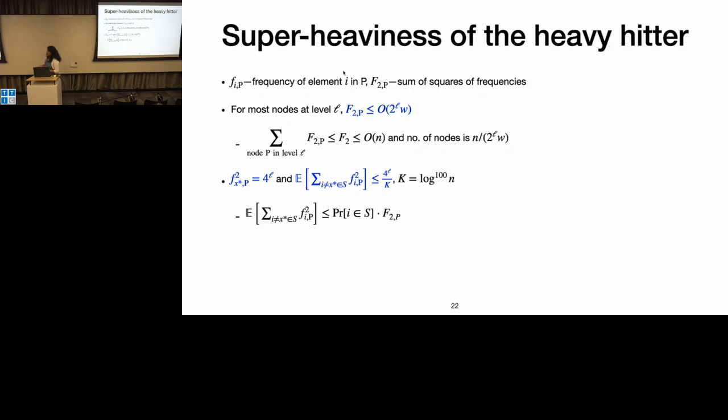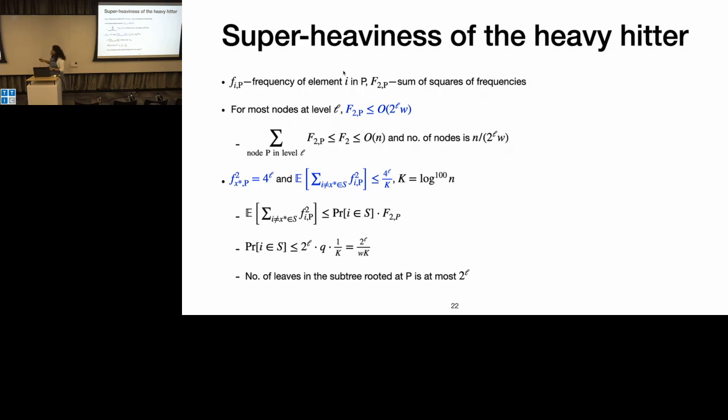Okay, so to argue that this is the case, first notice that this expectation is basically like you look at the second moment of this node, which is F2P, and multiply it with the probability that an element belongs to this relevant set S. And my claim is that this probability is at most 2 to the L over WK. And if this is true, then you just multiply by F2P, which will give you 4 to the L over K, which is the bound we wanted to prove on the non-heavy elements.